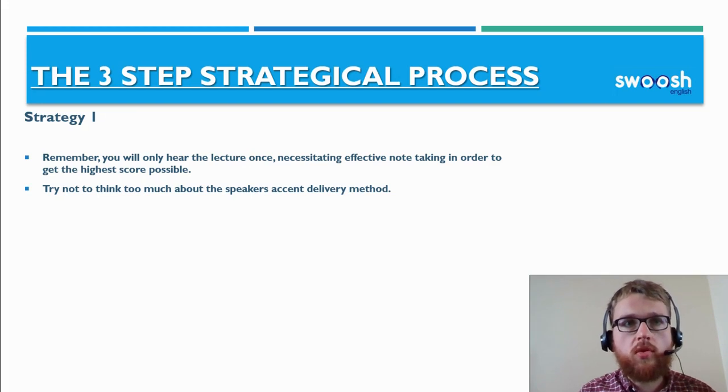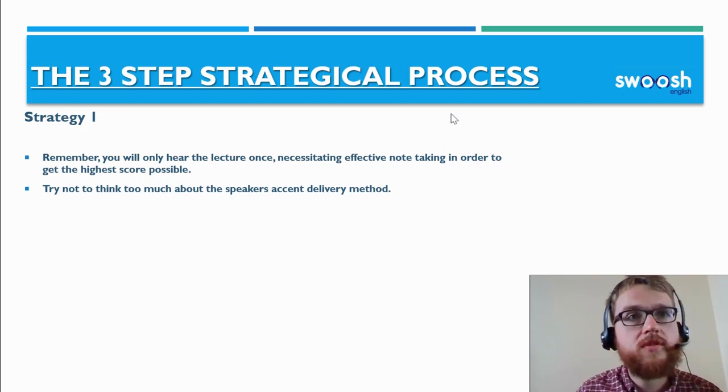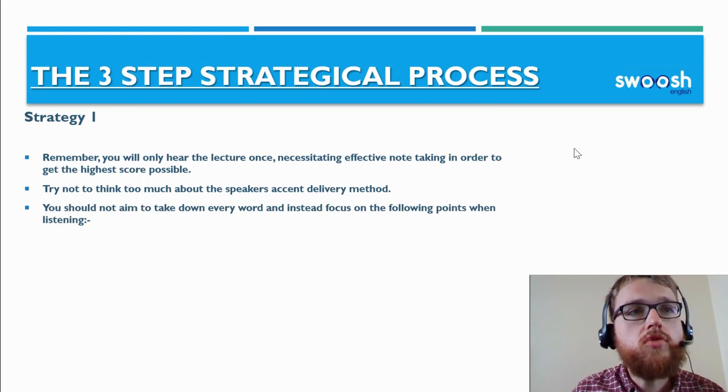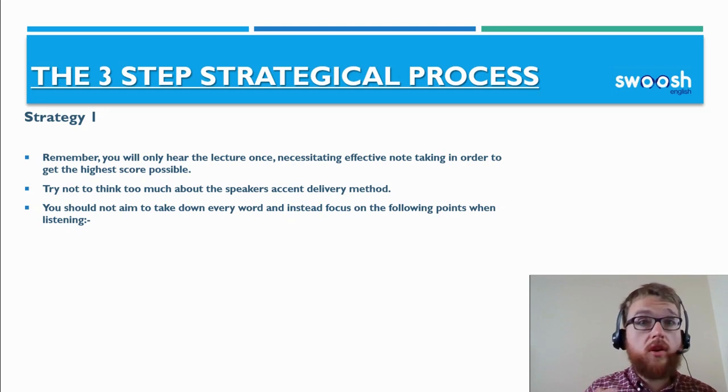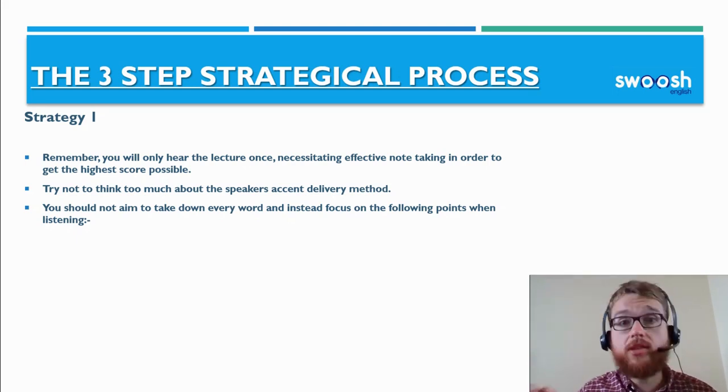So it's important that you don't think too much about the accent. Listen to it as best as you can and pick up the information as accurately as possible. But don't concern yourself overly with the speaker and the accent that's being used. You should not aim to take down every word and instead focus on the following points when you are listening. So here are some things that you should be thinking about as you take down, because after all, you're not going to be writing out the entire transcript as you listen to it.